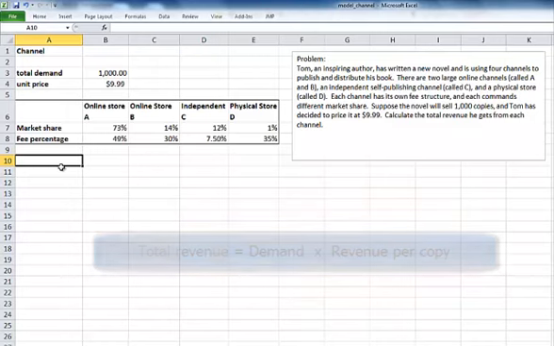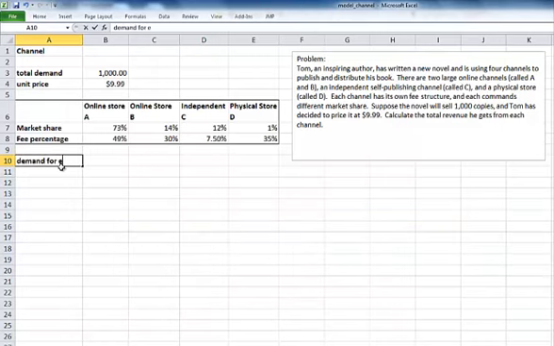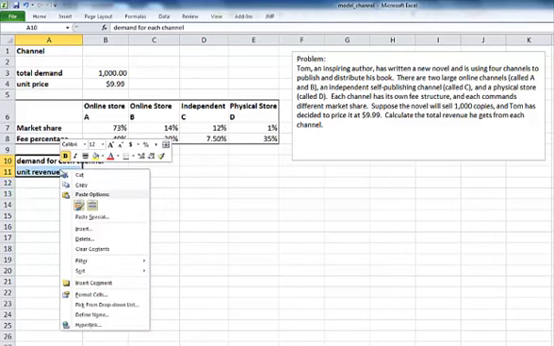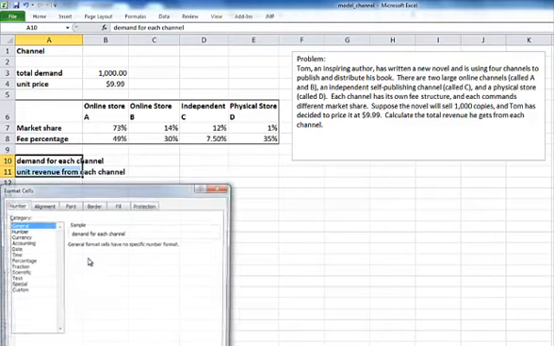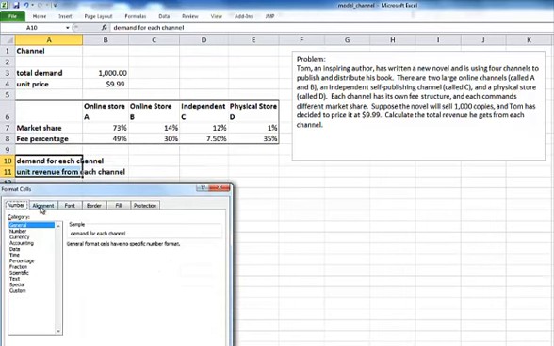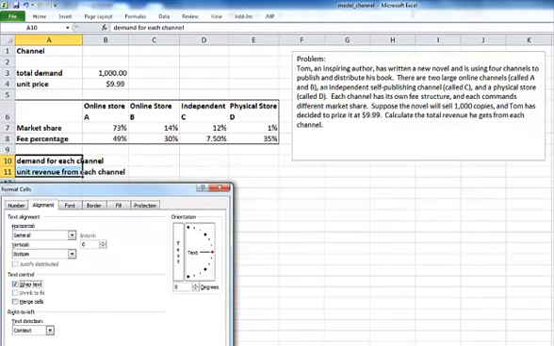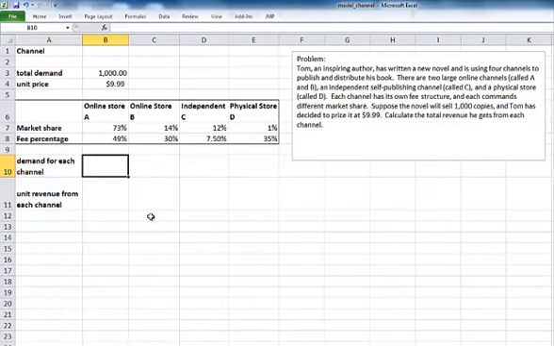Okay, so we need demand for each channel, and we also need to calculate unit revenue from each channel. Okay, so we could also format to let the text go a bit like that.